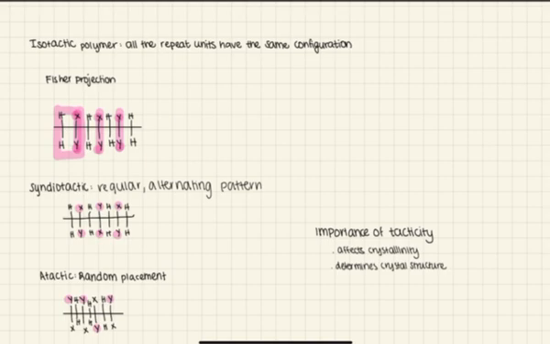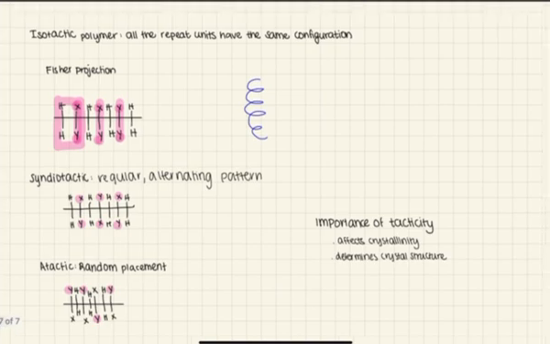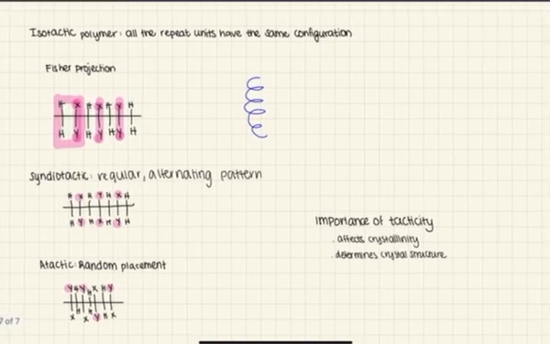Tacticity is important for several reasons, the most important being its effects on crystallinity. It can be used to determine the crystal structure. For example, an isotactic polymer is usually crystalline and has a helical structure like such, while an atactic polymer is usually amorphous when the side groups are large, but when they're not large, it can be a zigzag shape like such, and a syndiotactic structure can also be a zigzag shape.